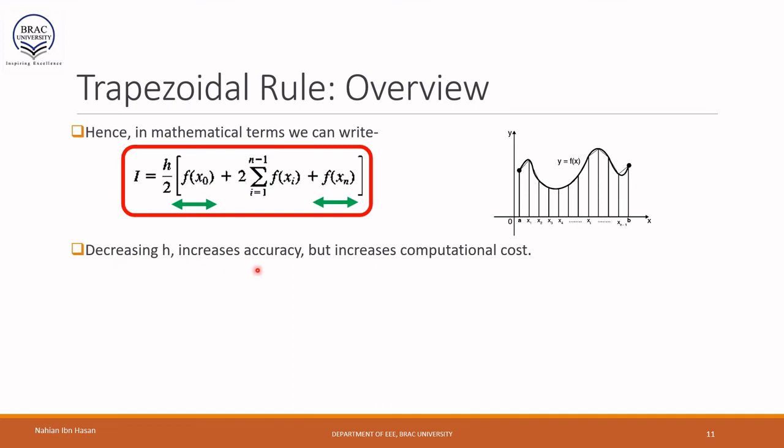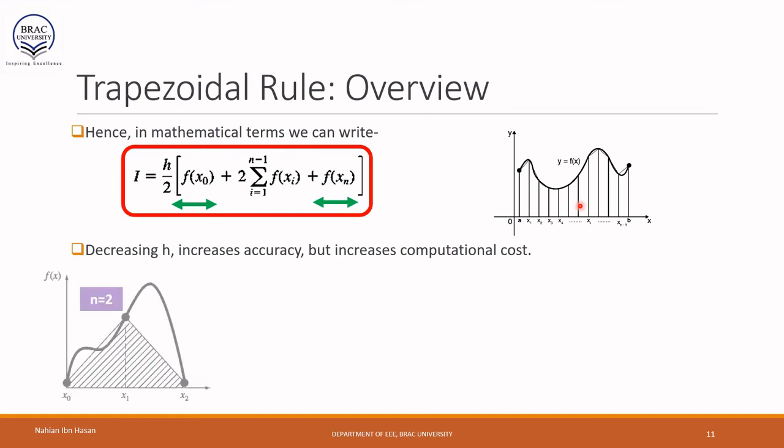So decreasing h increases accuracy, but it also increases the computational cost. Why? Because we will have more segments and we have to calculate the area of more trapezoids. That's the trade-off you have to make. You cannot just decrease the value of h arbitrarily, because that would cost you a lot of computational time and memory. Let's look at some examples about the effect of h.